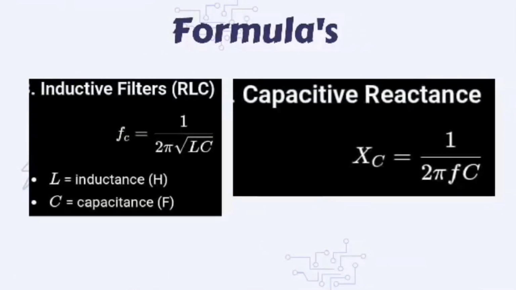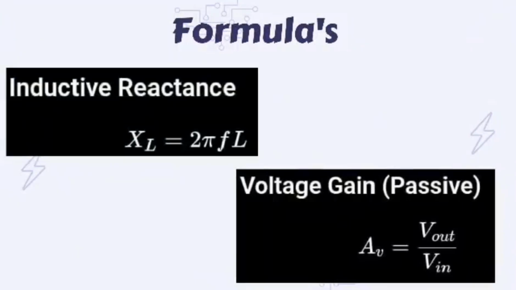Third is inductive filters. This gives the cutoff or resonant frequency for LC and RLC filters that use both inductors and capacitors. Fourth is the capacitive reactance. This shows how much a capacitor blocks AC current, which changes with frequency and is key to how it filters. Fifth is the inductive reactance. This shows how much an inductor blocks AC current, which increases with frequency and is key to how it filters.